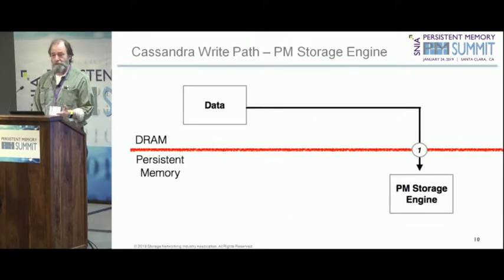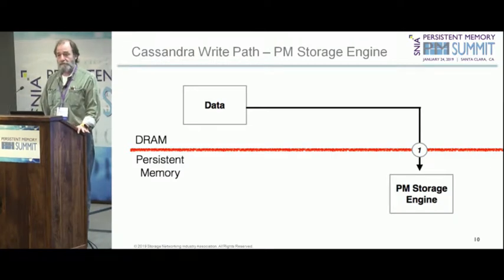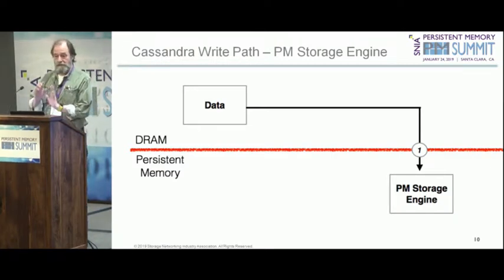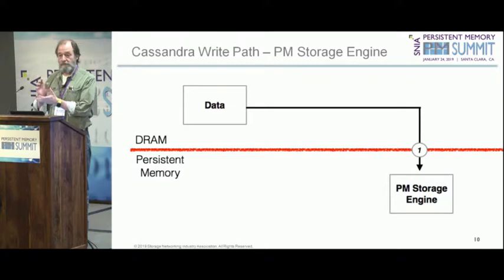In our changes, we got rid of the log-structured merge tree. The commit log goes away, that DRAM buffer, the write buffer, goes away, and we just write synchronously to a mutable store in persistent memory.